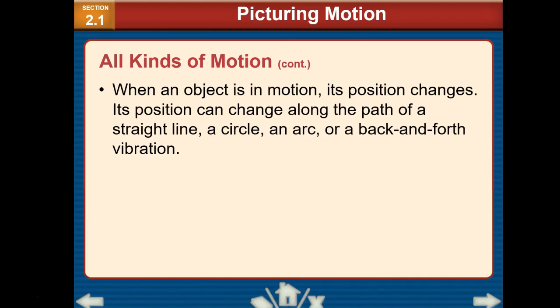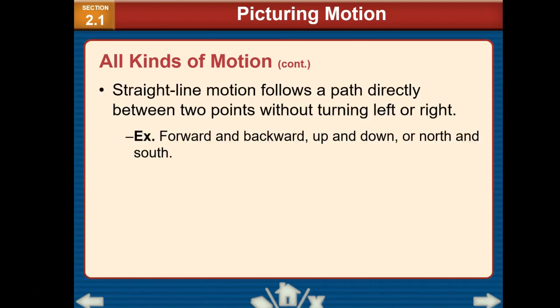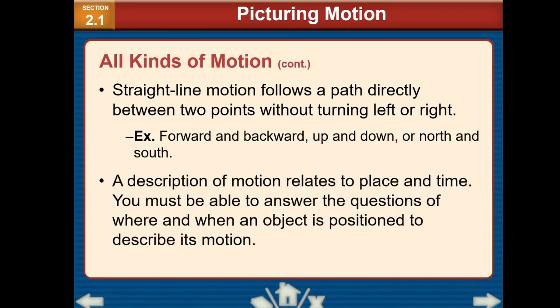Okay. When an object's in motion, it changes position. Okay, so I have my little cursor here. If I go from here to here, it's in motion. It went from one location to another one. So initially here, we're going to look at straight line motion. Okay, and it's going to go between 2 points as it says on the screen. So when we have motion, we need to look at how far it moves and what time interval it takes to travel that.